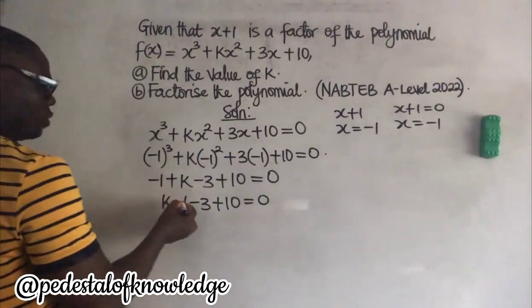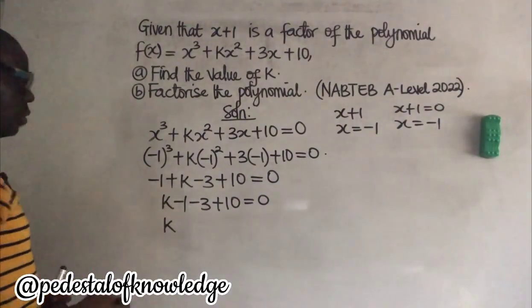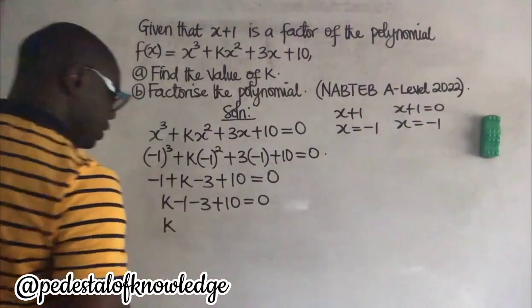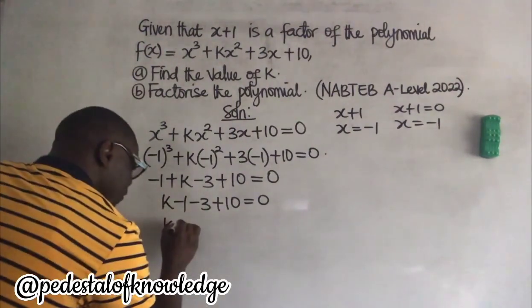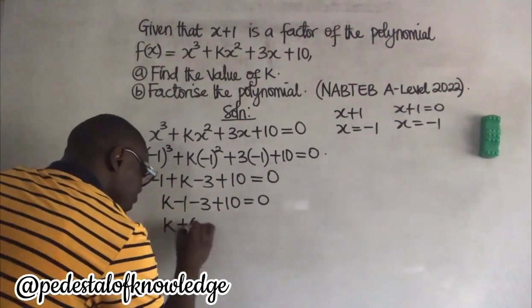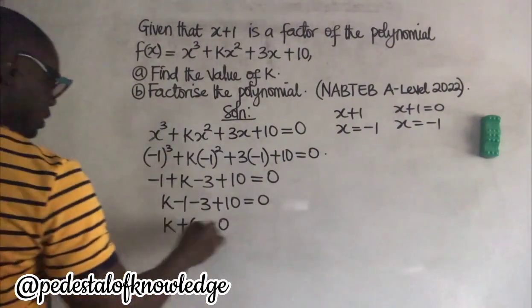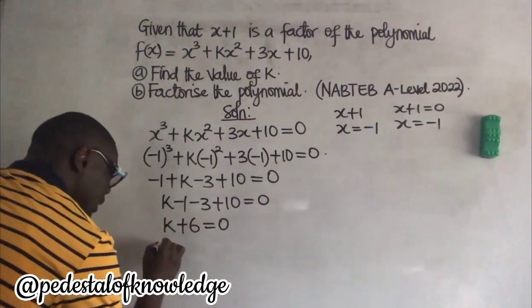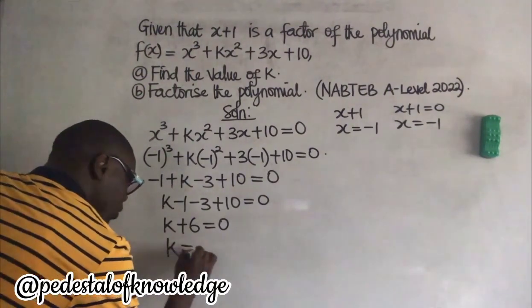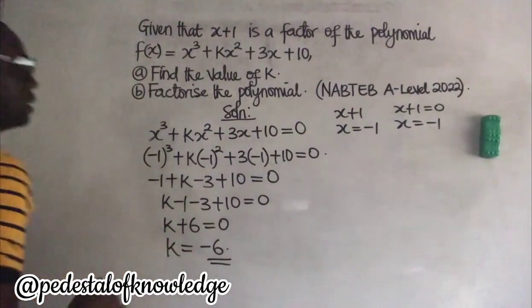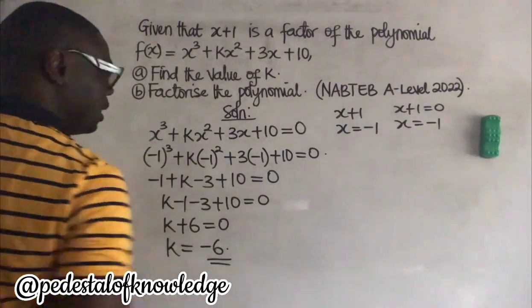alright, now minus 1 minus 3 is equal to minus 4. Now minus 4 plus 10 is equal to 6. So we have k plus 6 is equal to 0. So if k plus 6 is equal to 0, that means that k is equal to minus 6. So the value of k in this polynomial is equal to minus 6.